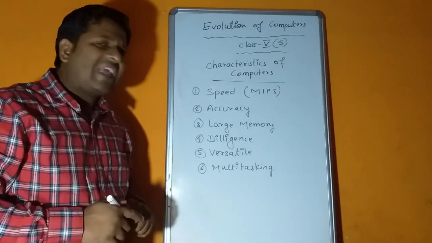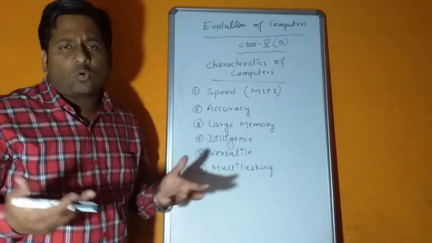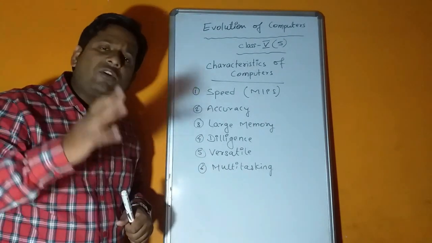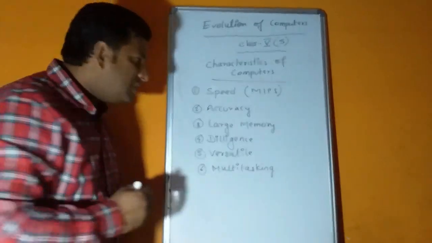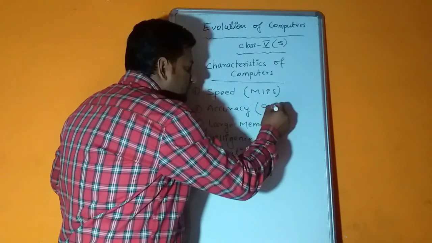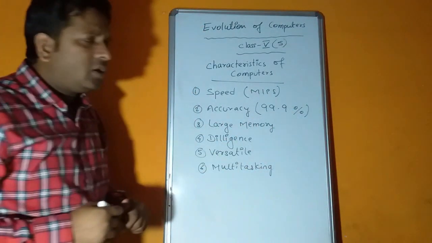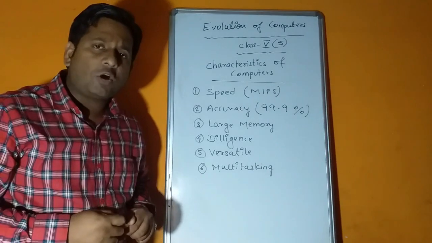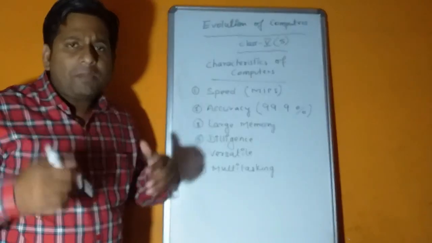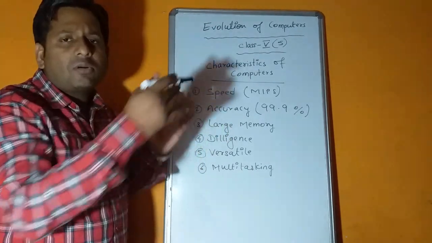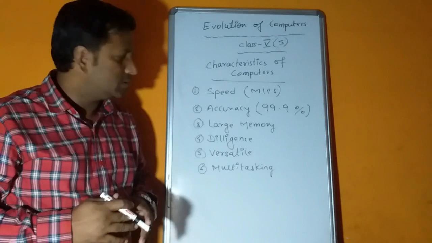The second point is accuracy. We human beings make mistakes in calculations and all, but the computer never makes mistakes. So accuracy is almost 99.9%. You might be wondering why I didn't give 100%, because 0.1% is the user's mistake. We make mistakes that the computer reflects. That's why I wrote here 99.9%.